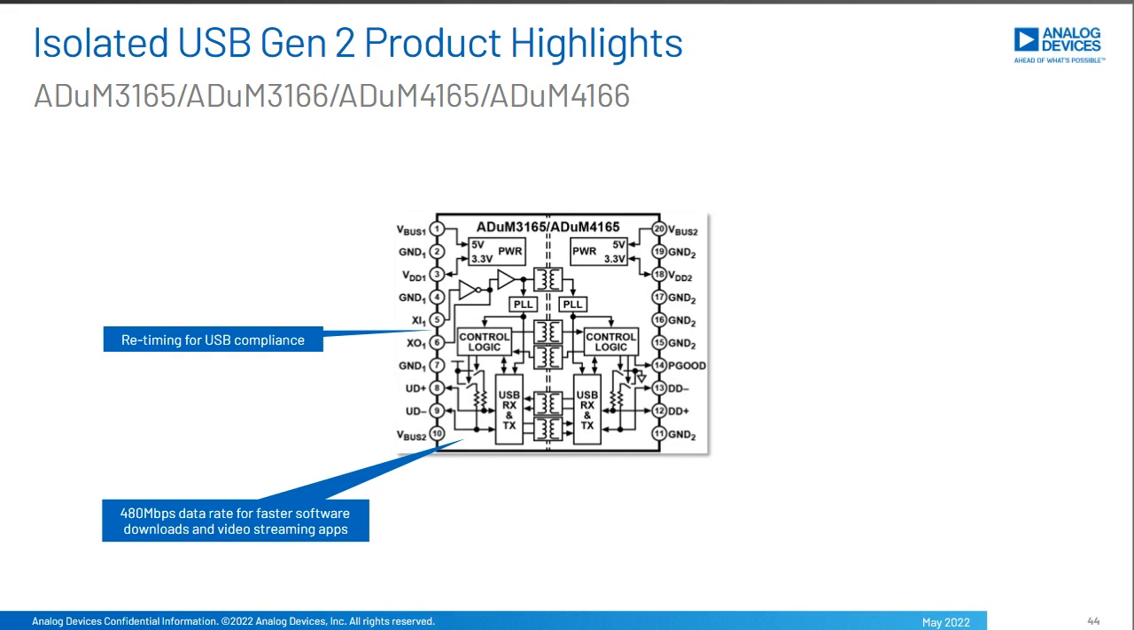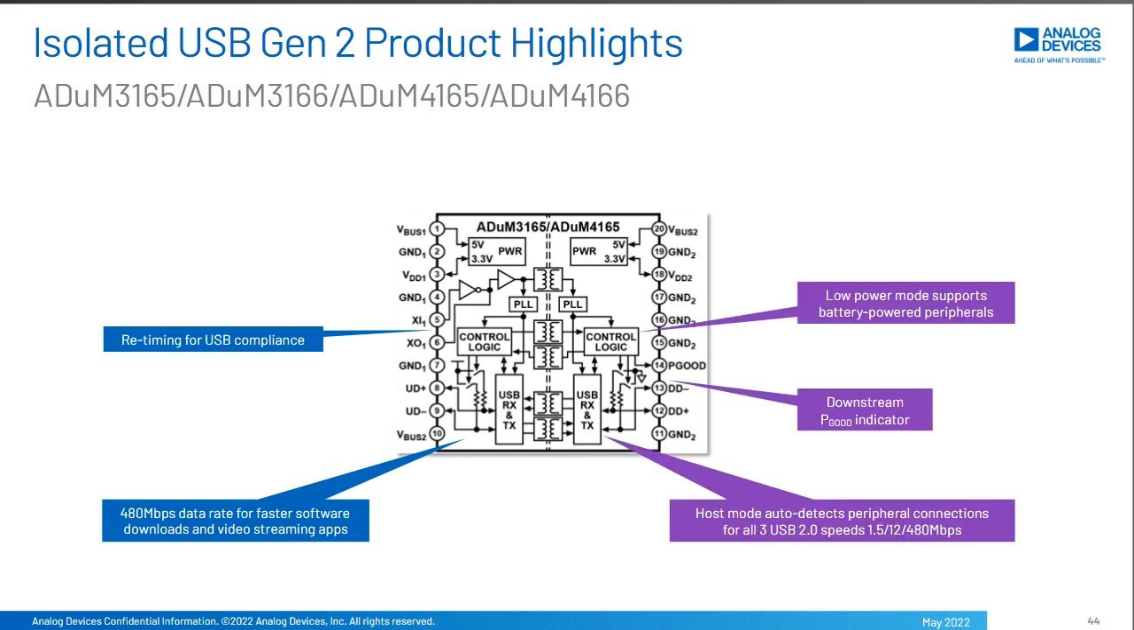In general, we've also boosted the feature set. We support the USB low power and suspend modes, which is really important for battery-powered peripherals where you want to minimize power consumption. And the speed is auto-detected between low, high, and full speed, so no pin strapping is needed. And we also have a downstream power good indicator.